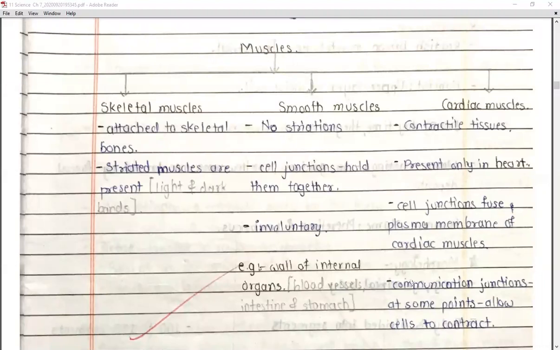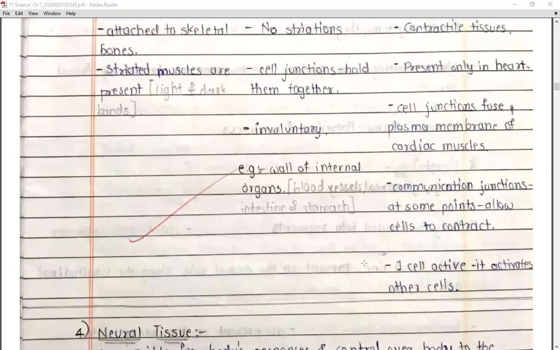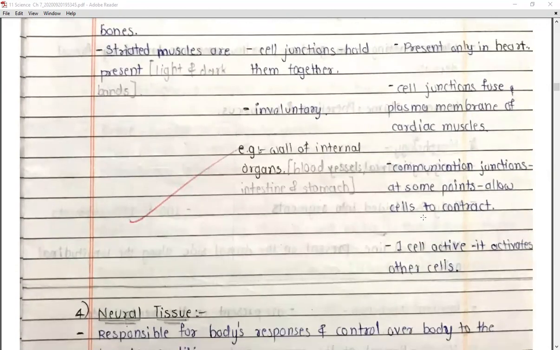So here what happens, the cell junction, that means the junction between two different cells, right, they are fused with each other forming one plasma membrane, right? So the plasma membrane of this type of muscle cells or cardiac muscles, they are fused with each other. The communication junctions at some points allow cells to contract.